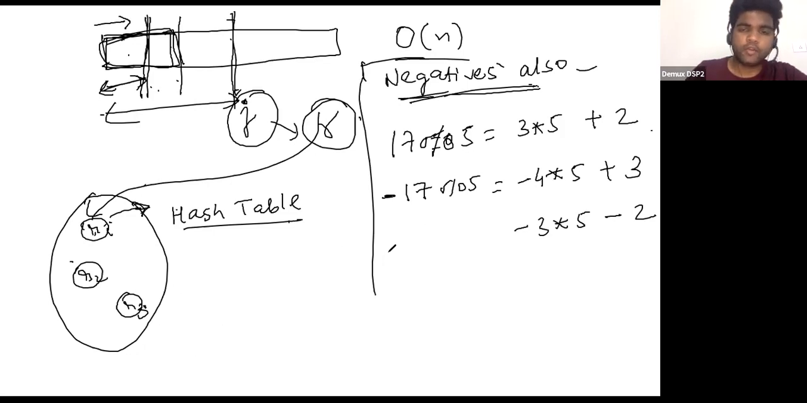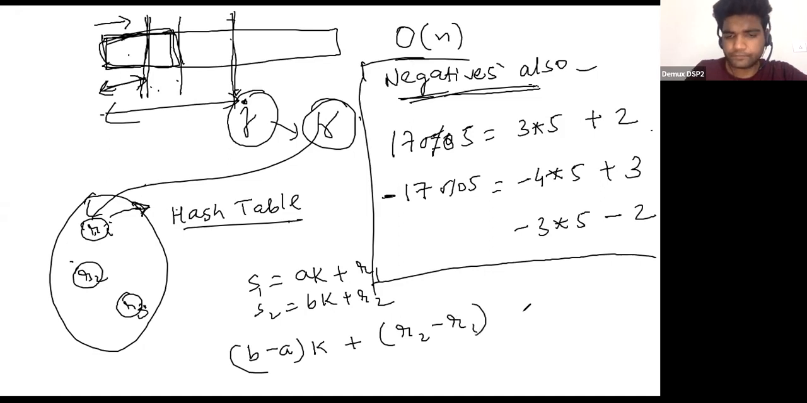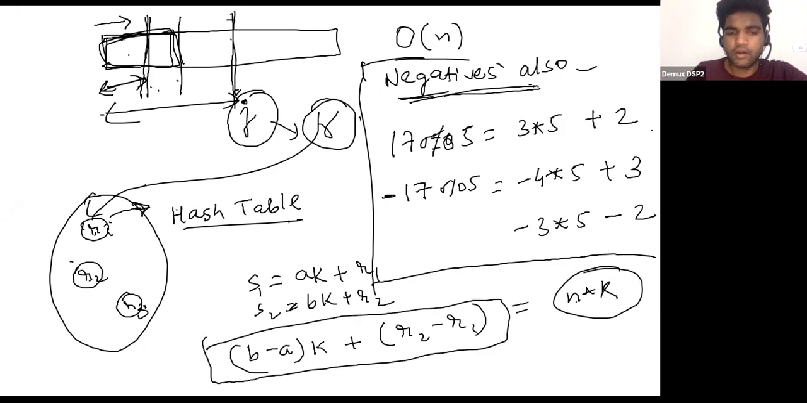So what argument, by the way, failed in the previous? We had S1 as A into K plus R1, and we had S2 as B into K plus R2. And we said that S2 minus S1 is B minus A into K plus R2 minus R1. We said that this has to be a multiple of K for this expression to be true. Now, if I have negative numbers, this remainder can be negative.